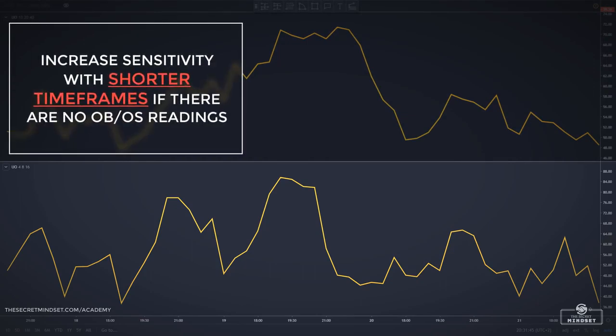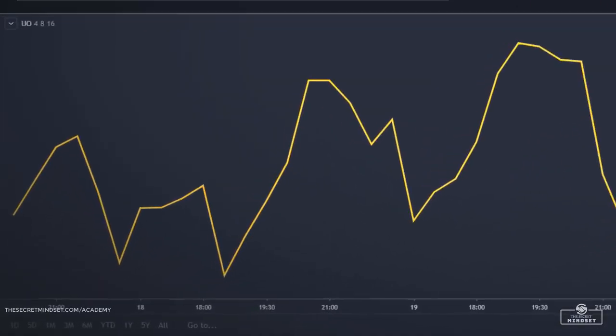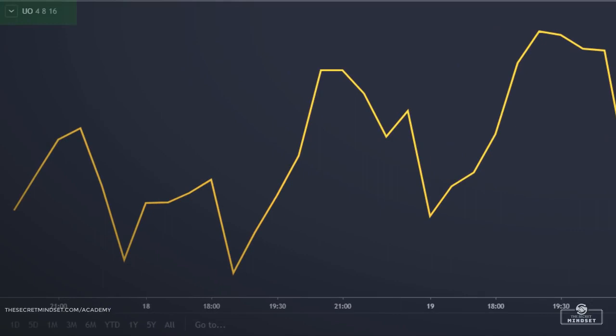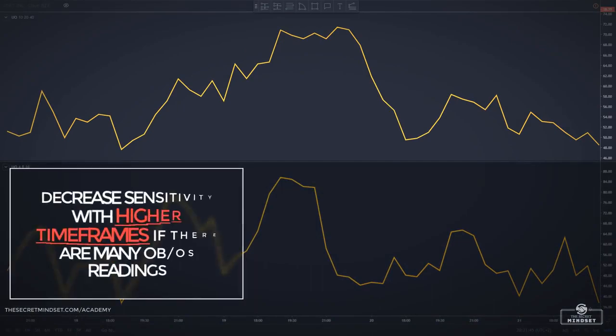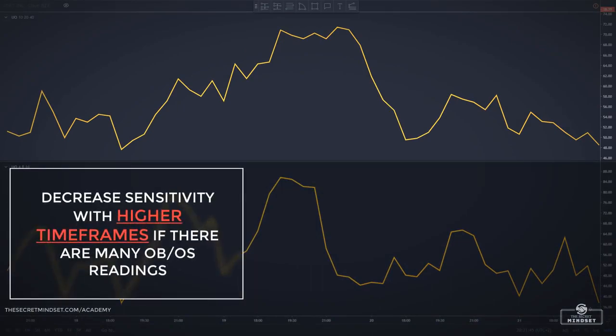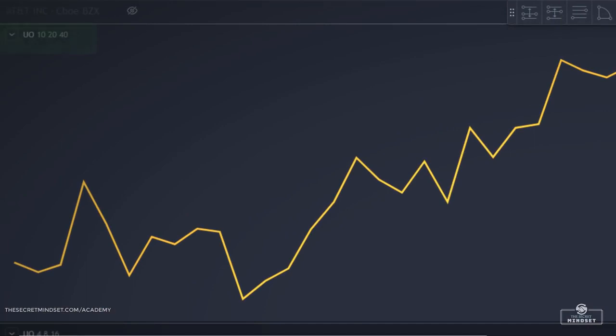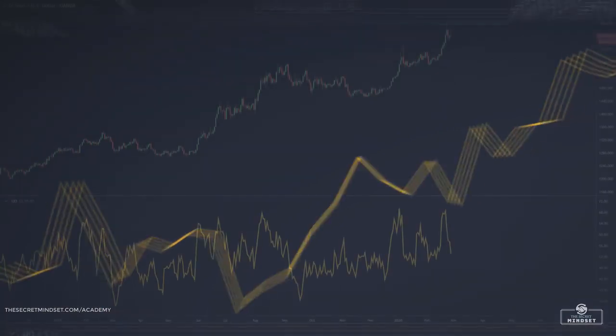If you plot the oscillator and there are no overbought or oversold readings, you should try shortening the time frame to 4, 8, and 16 to increase sensitivity. The opposite is true for securities and stocks with high volatility. It is sometimes necessary to lengthen the time frames to reduce sensitivity and the number of signals.